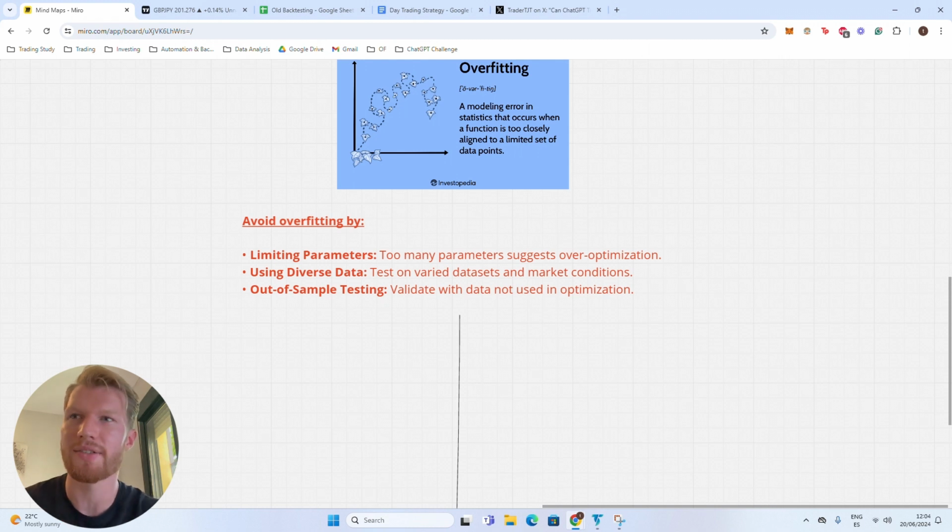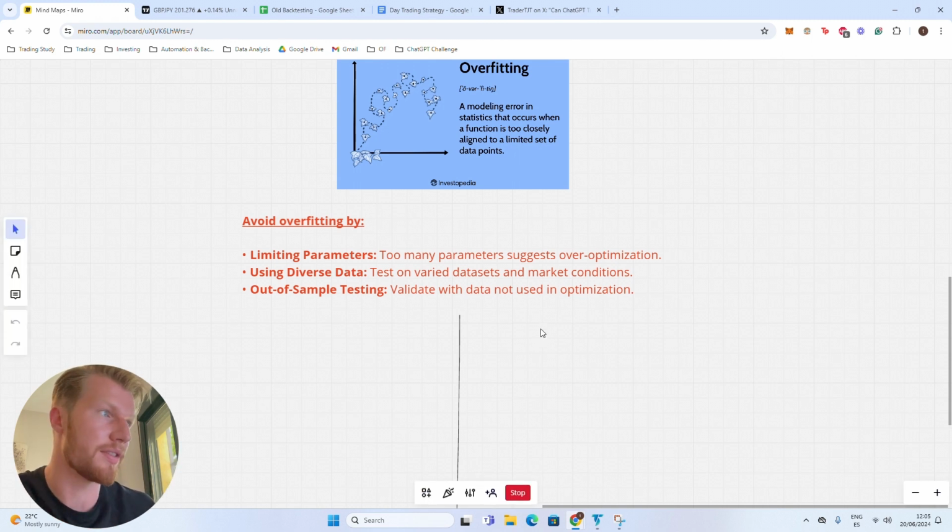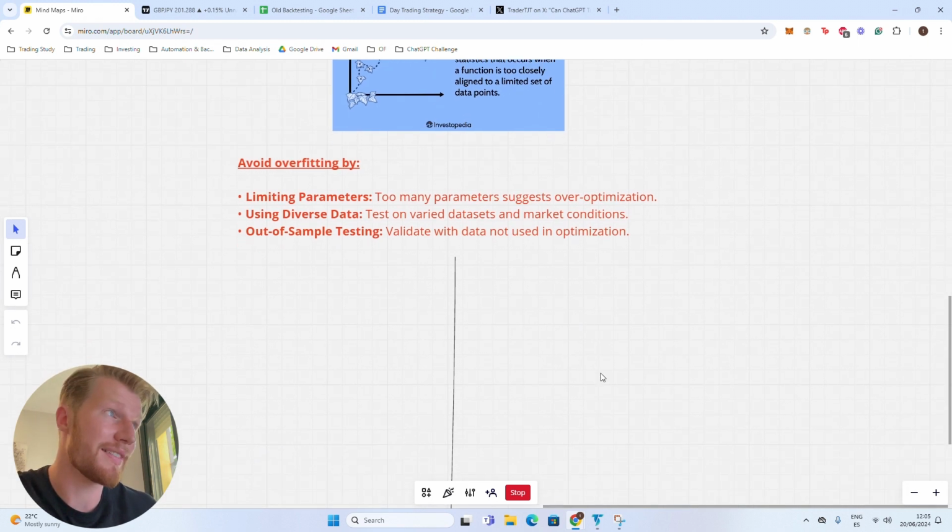I wouldn't know exactly how to say it. You just have an additional kind of confirmation that, okay, it's not completely fit to this data point. It also works on this 2-year period, right? So that is out of sample testing. Very, very important in automated trading. So that's how you avoid overfitting.